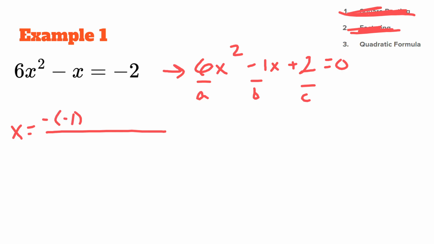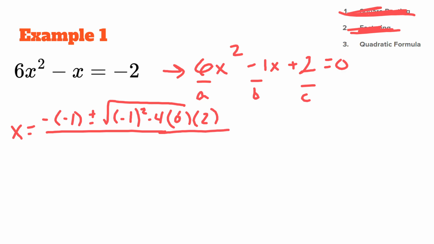So negative b plus or minus. Remember, put your numbers in parentheses as you plug them in. Oop, that's not a 6. Okay, there we go. Okay, so this is a minus 4 times 6 times 2. Sorry, I can't write on my computer very well. And then we're dividing that by 2 times a.